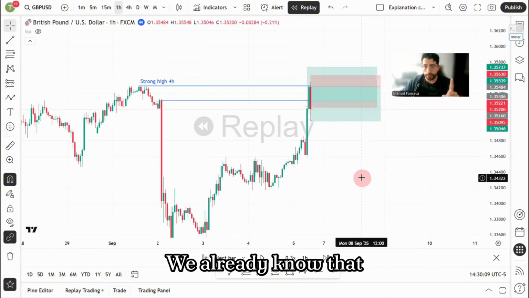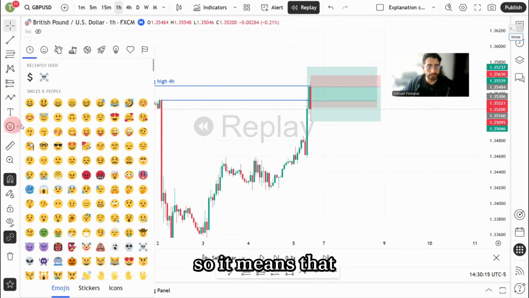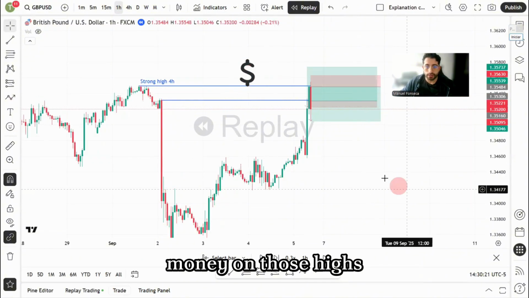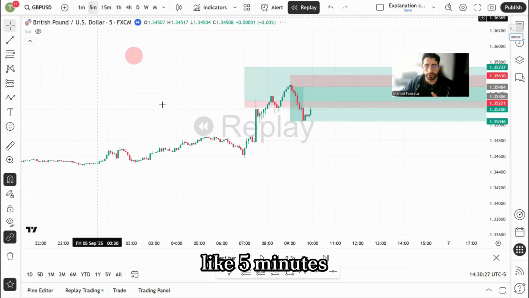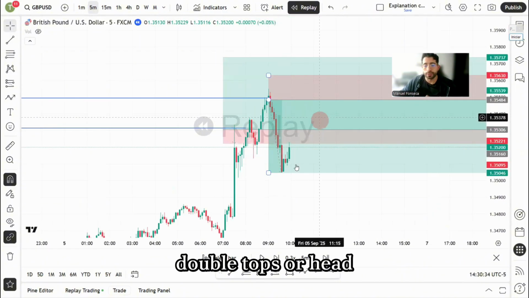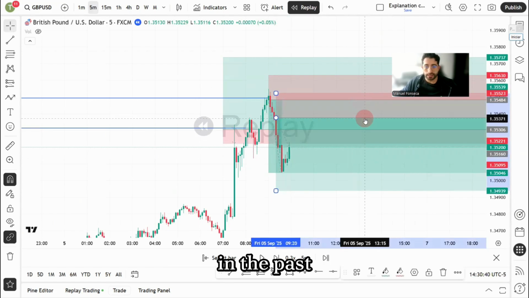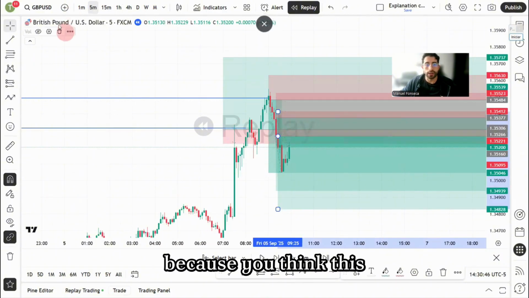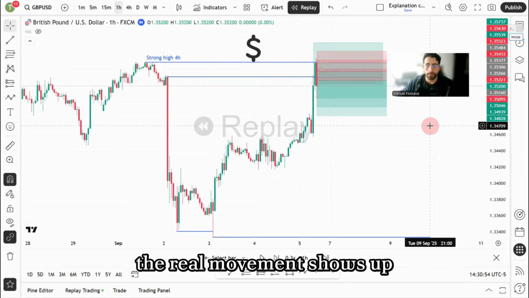What happened after that? We already know that when there is liquidity here, people accumulate lots of money, so after hours or minutes pass, there is lots of money on those highs. This is a 1 hour time frame. If we see this in lower time frames, like 5 minutes, we start seeing patterns like double tops or head and shoulders patterns. And what do we do? The same thing I did in the past: you put more orders, because you want to win and you think this is the correct direction of the market. And after some hours pass, the real movement shows up.